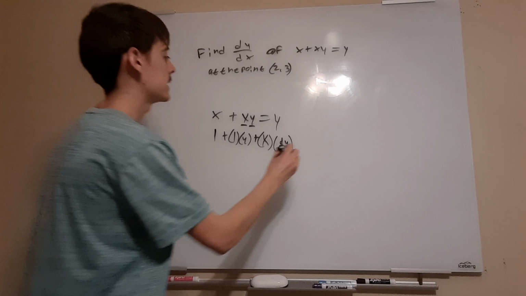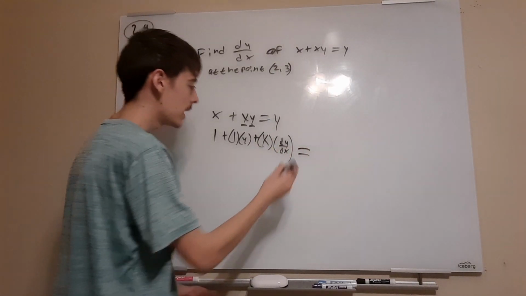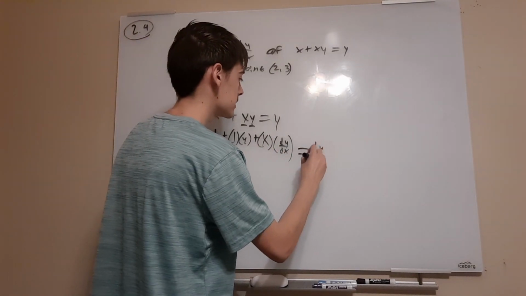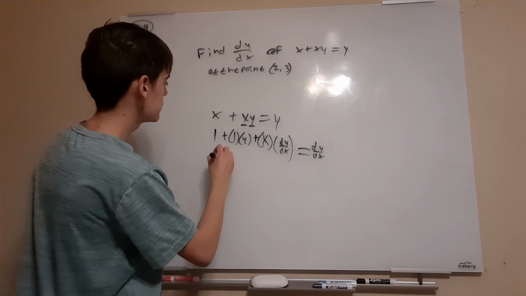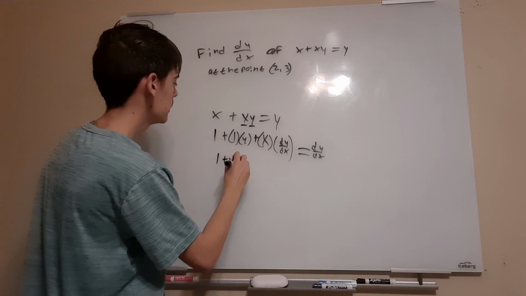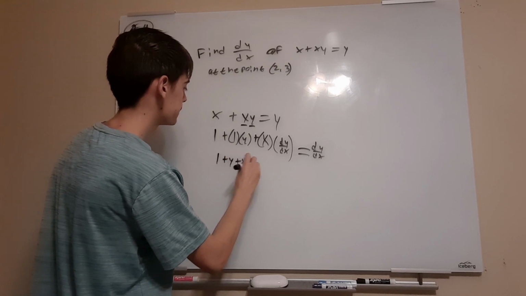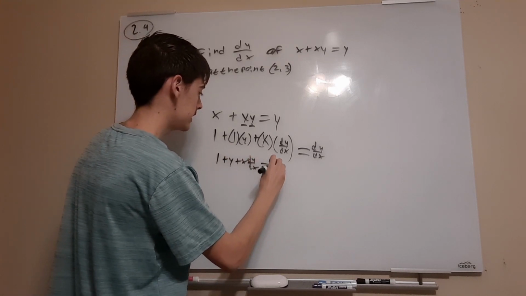And then lastly, that's going to be equals, and then take the derivative of y, we just did that, it's going to be equal to dy/dx. Now let's get rid of all these parentheses I have here, so that will be 1 plus y plus x dy/dx equals dy/dx.